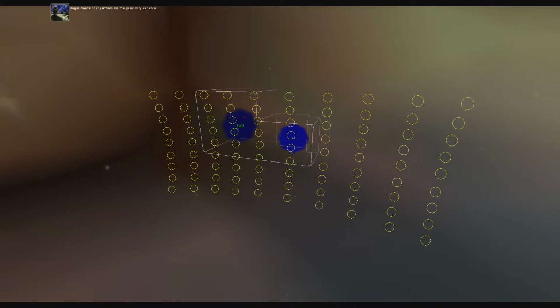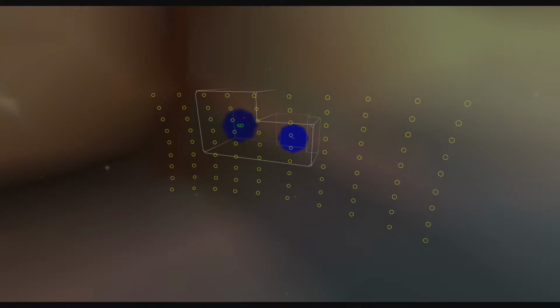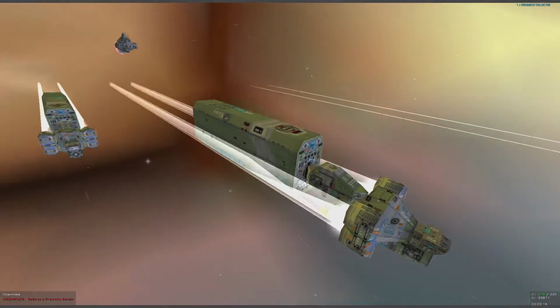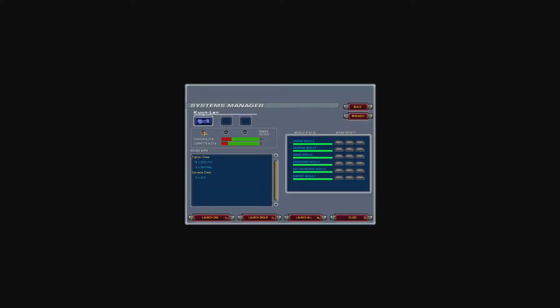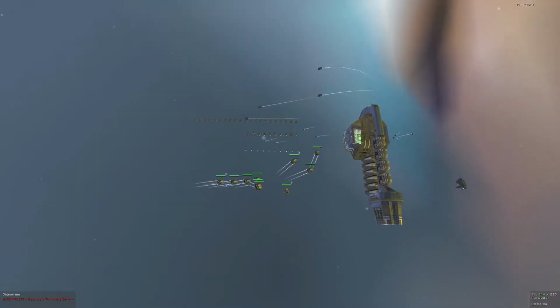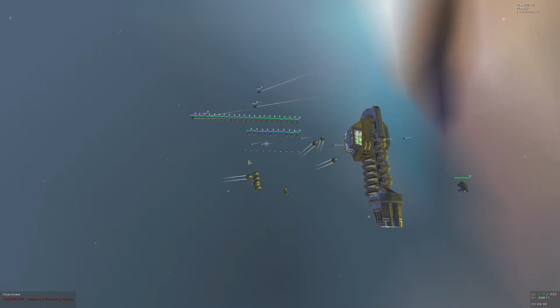Begin diversionary attack on the proximity sensors. Whoa, okay, that's a big sensor wall. I had forgotten completely about this. There's all my ships. They are docked. I found them. So launch all those. Prep for the attack on the wall.